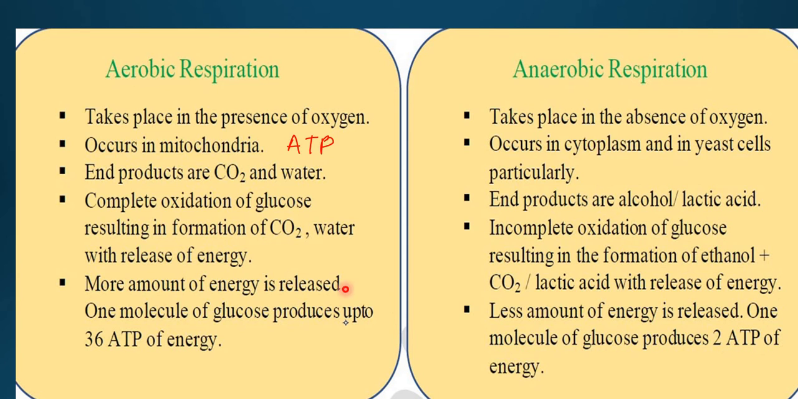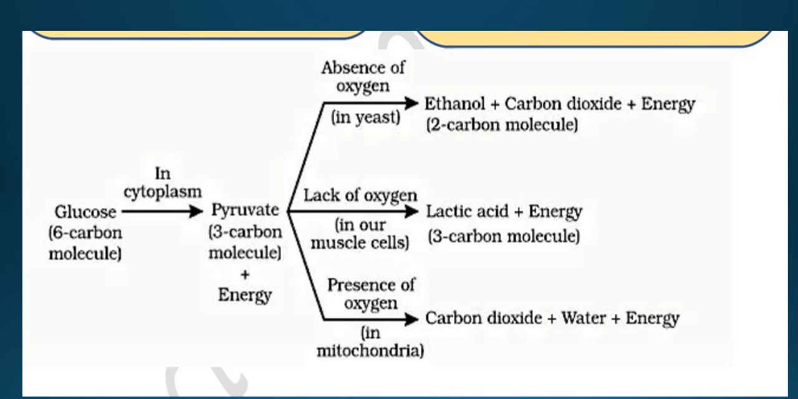Energy is released in both cases, but in anaerobic respiration, that is without oxygen, less energy is released as compared to aerobic respiration. One molecule of glucose produces only two molecules of ATP. Here it was 36 ATP molecules, now it is only 2 ATP of energy. So which one will be efficient? Definitely aerobic respiration would be efficient.